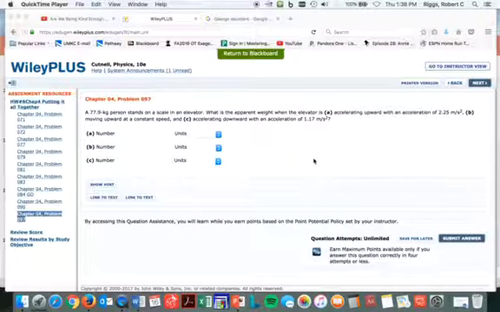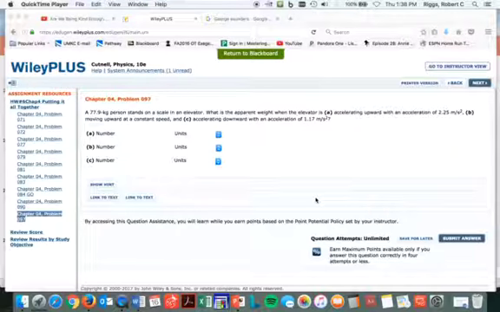It says a 77 kilogram person stands on a scale in an elevator. What is the apparent weight when the elevator is accelerating upward, moving upward at a constant speed, and accelerating downward with an acceleration of 1.17 meters per second squared? So we've got this apparent weight.